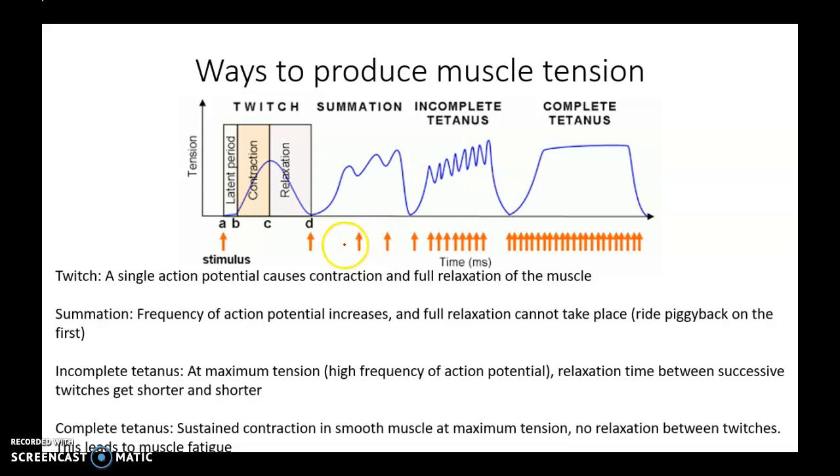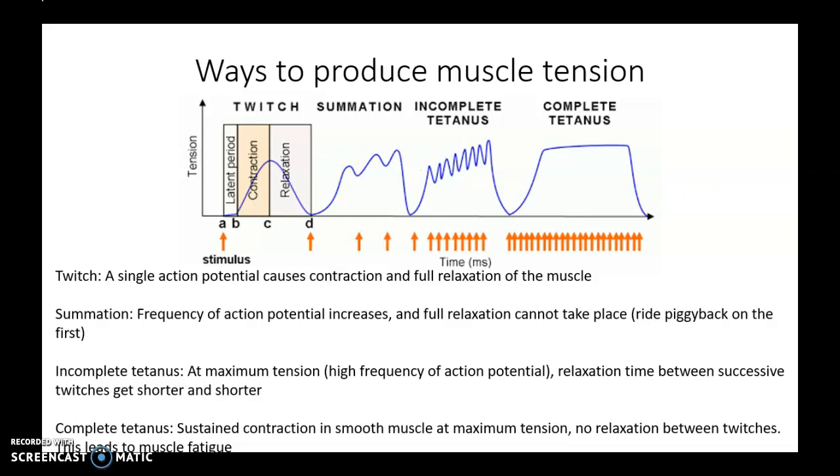So right here we see there are three different stimuli. So there is obviously an increase in frequency of the stimuli, and then before a twitch can actually relax, there is another one and another one. So full relaxation cannot take place, and the second one kind of rides on the first one, and the third one rides on the second one, and this is what summation is.